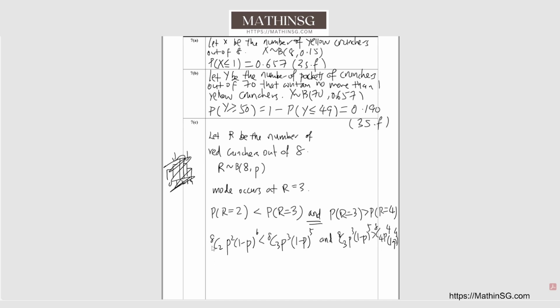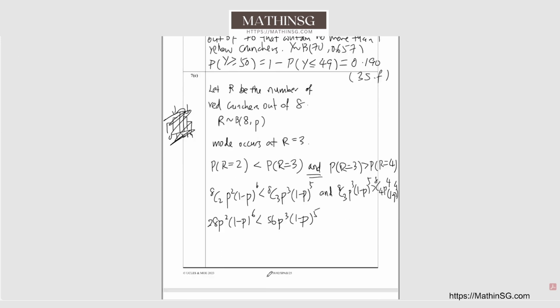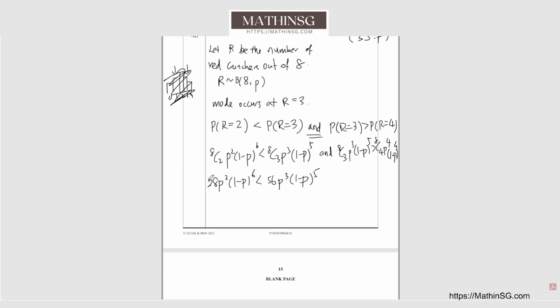Okay, so I know that 8 choose 2 is essentially 28. Then I have 8 choose 3 is 56, right? Then I have P squared, 1 minus P to the power of 6. What I'm going to do now, for this inequality here, is divide both sides by 28, leaving P squared, 1 minus P to the power of 5.